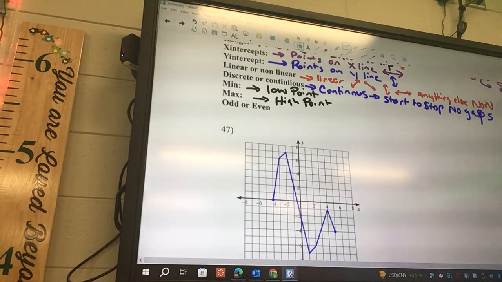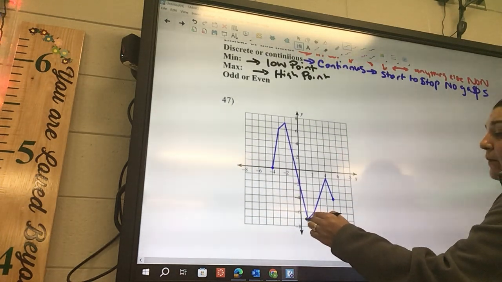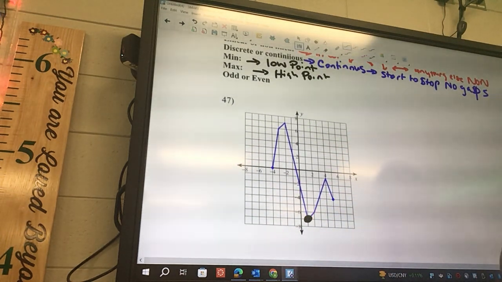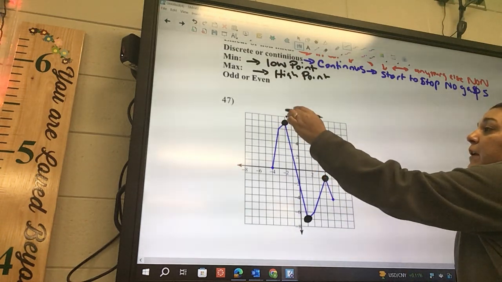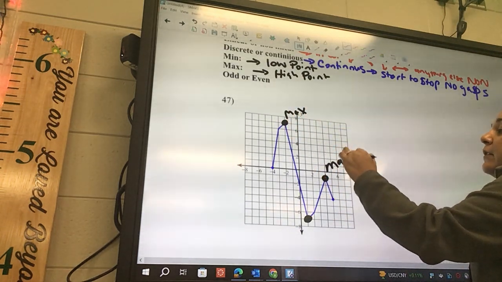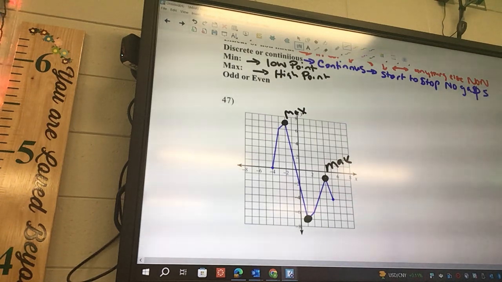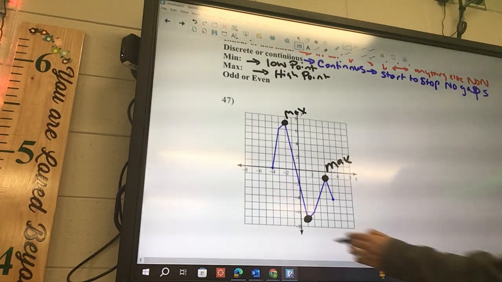Okay, so a low point would be at, like here, this would be a min. Okay, this could be a max, and this could be a max. You don't need to write those on there. I mean, you can if you want to, but those are maxes. Okay, this is a min.